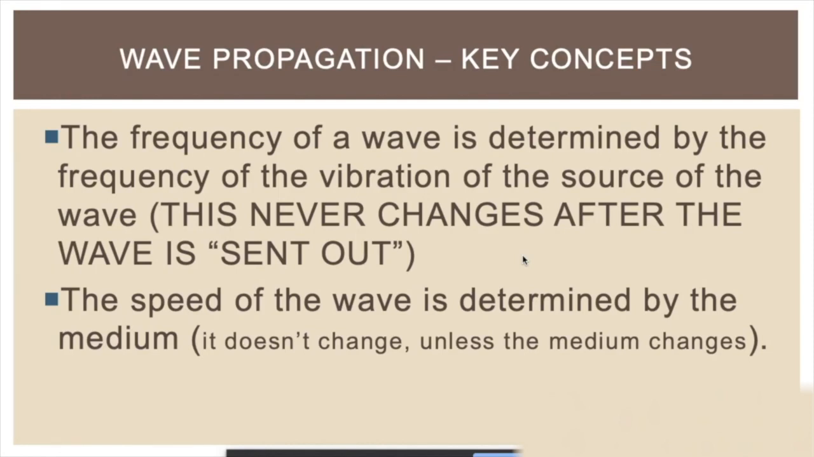So the speed of a wave is determined by the medium. So now hopefully you see where we're going, putting this together. The frequency is determined by the source. The speed is determined by the medium. What's the only thing we haven't covered?